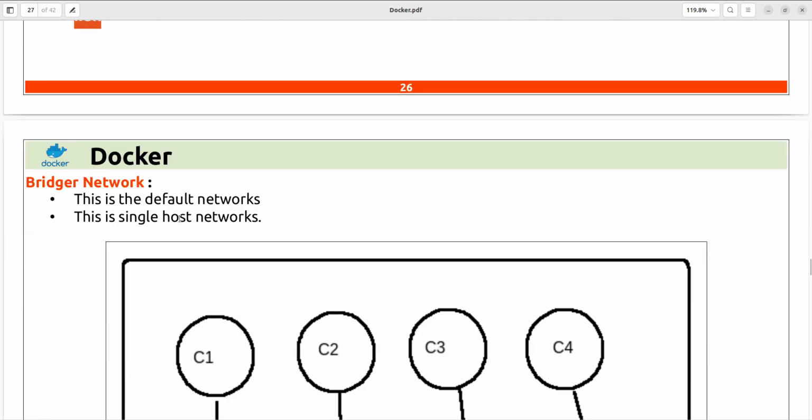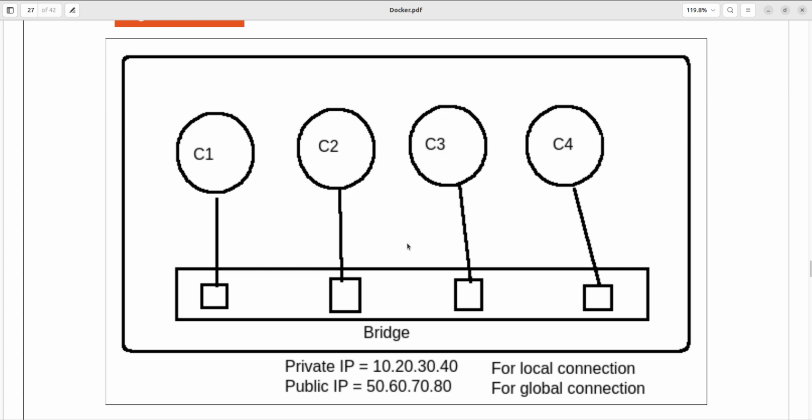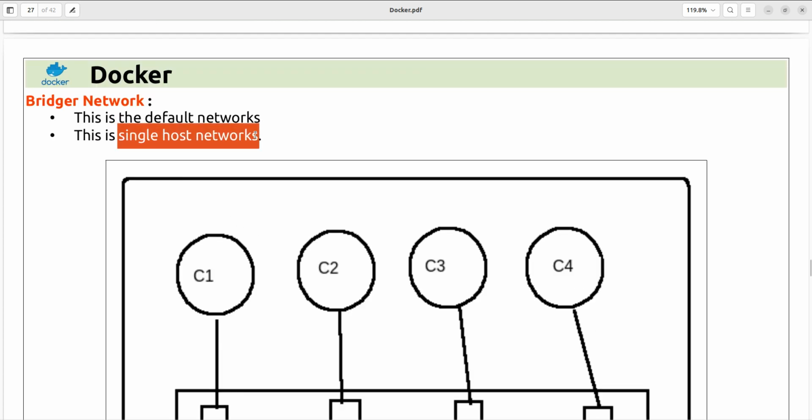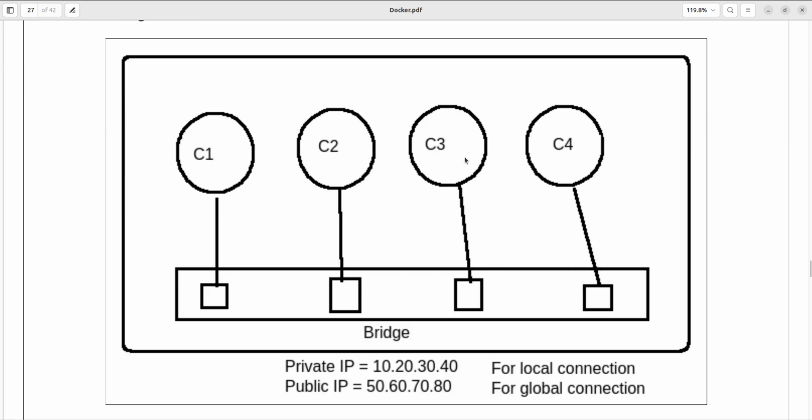Okay, so what is the bridge network? Bridge network is the default network, and this is a single host network. You see the diagram. These four containers are running in a single machine, in a single Docker machine. In that one we have created four containers, C1, C2, C3, C4. These four containers can communicate using the bridge network, because bridge is the single host network, and it is also the default network.